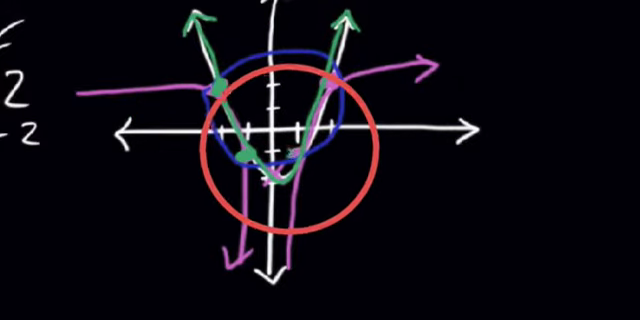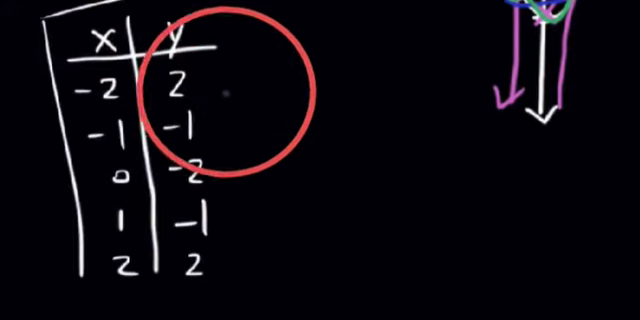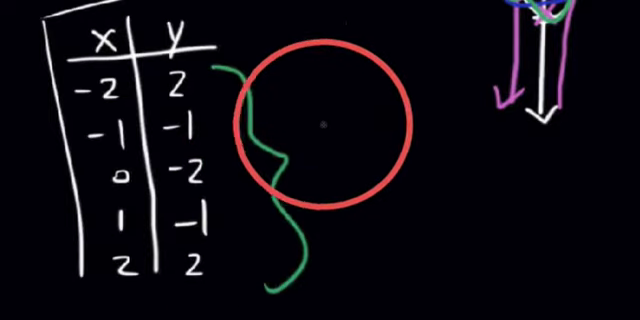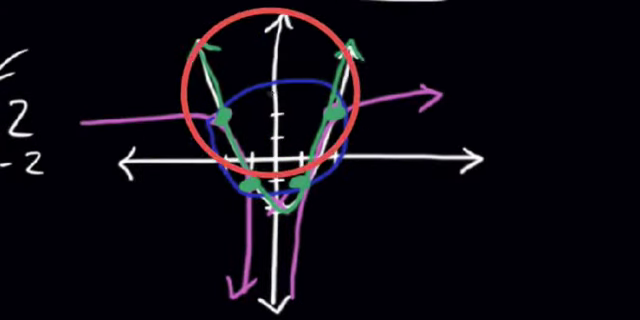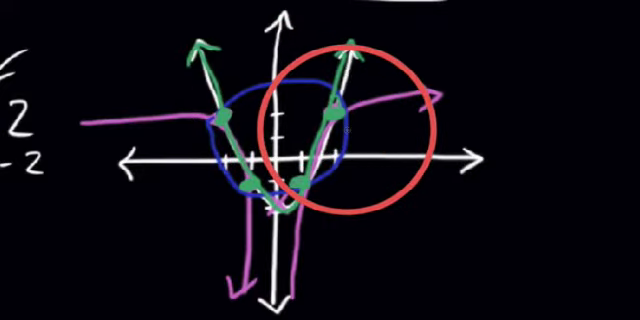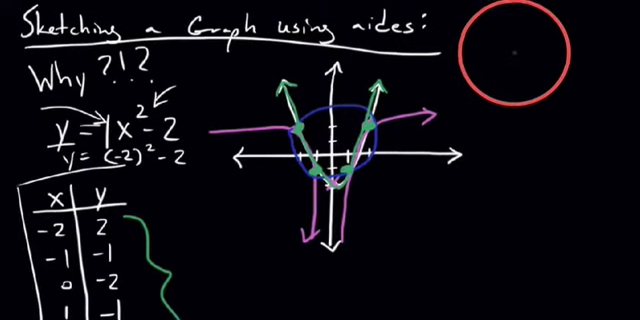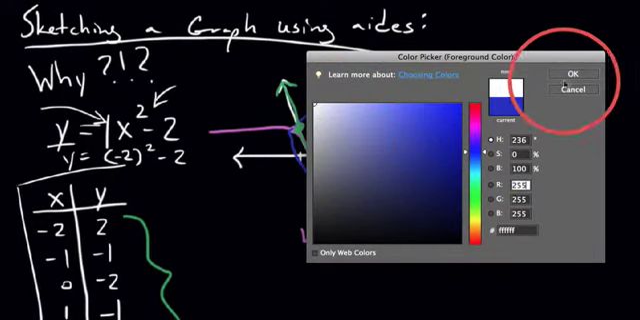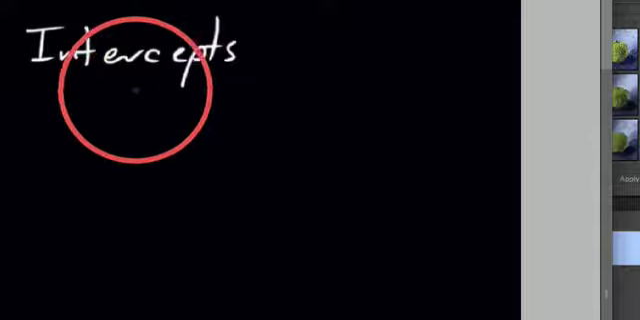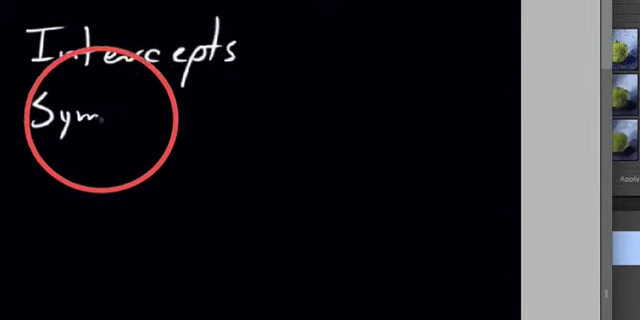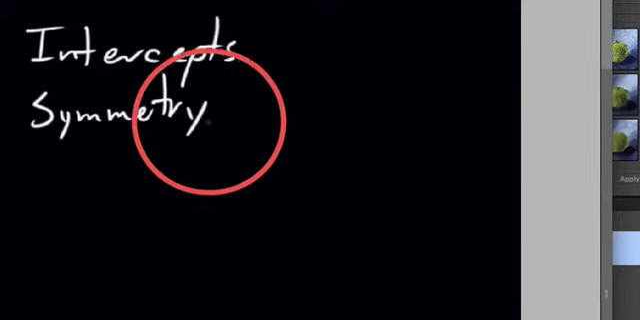So the point I'm trying to make is this. Necessarily making a table is not enough to give us all the information that we might want when sketching a graph. So here's the thing. We're going to look at 2 other essential facets of pretty much every graph or variable relationship, which are intercepts and symmetry.